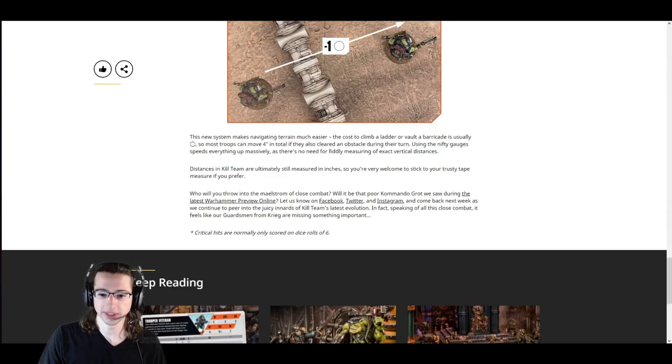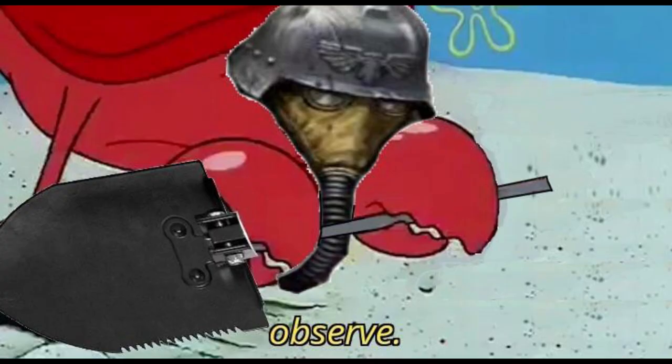At the end of the article, they say come back next week where they are still going to be talking about Kill Team. And then it says, in fact, speaking of all this close combat, it feels like our guardsmen from Krieg are missing something important. What could it be?